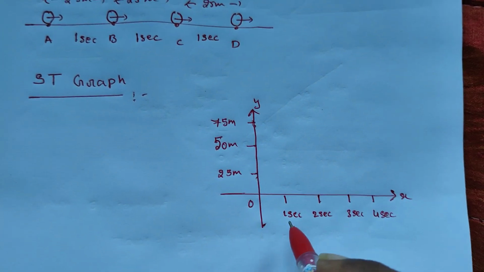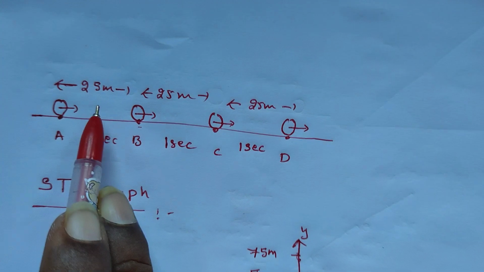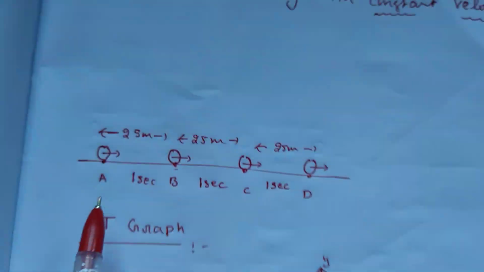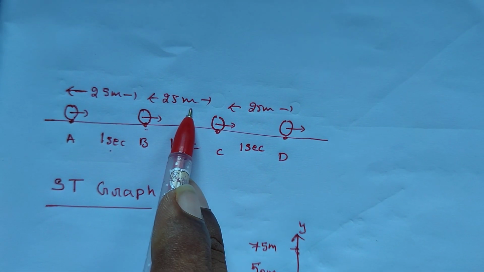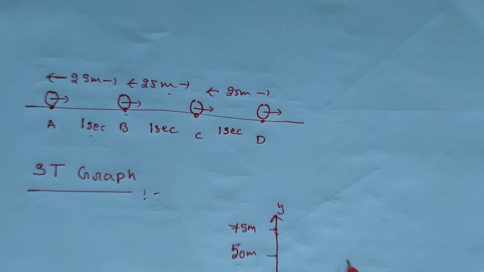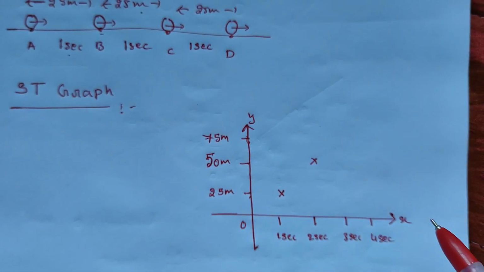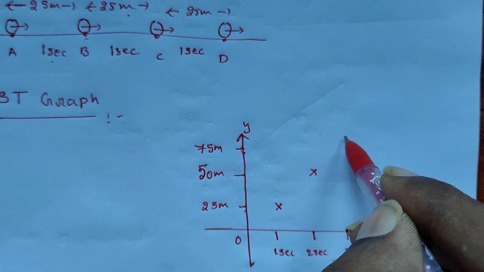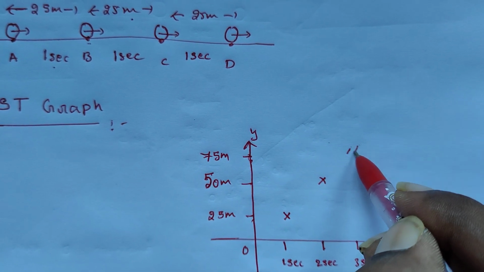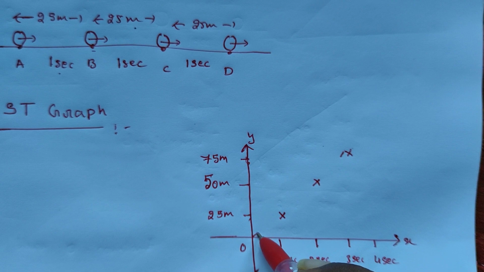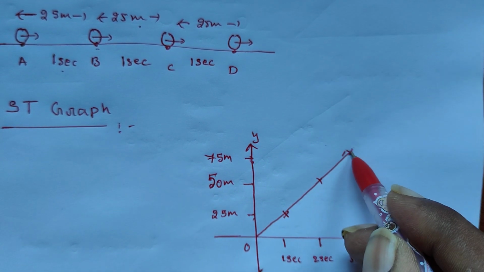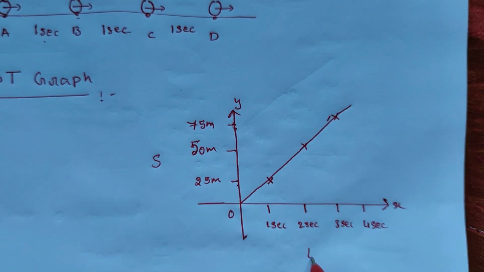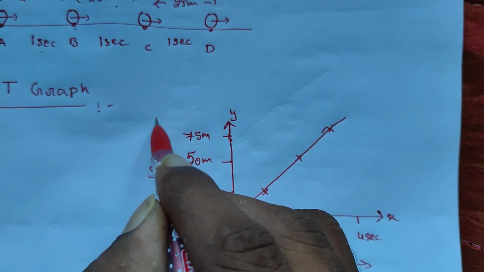Understood? Now in the first 1 second it covers displacement how much? 25 meters. After 2 seconds, 1 plus 1, after 2 seconds it covers displacement how much? 25 plus 25, that is equal to how much? 50. After 3 seconds it covers displacement 75 meters. So just identify this one. Now draw one line from the origin through these points. Now observe that displacement time graph, the slope is a straight line from the origin.